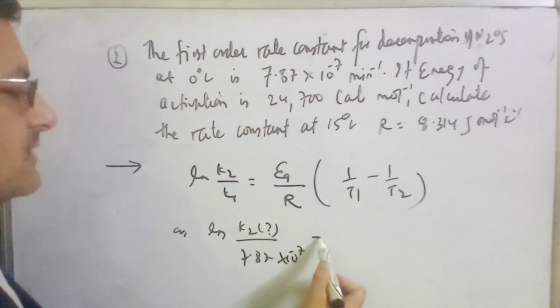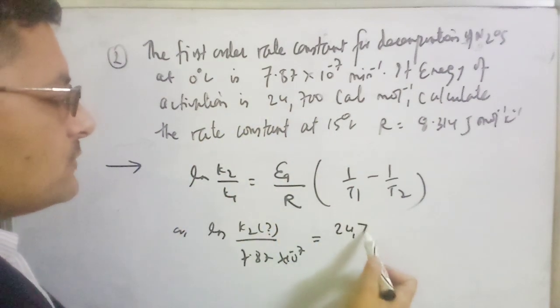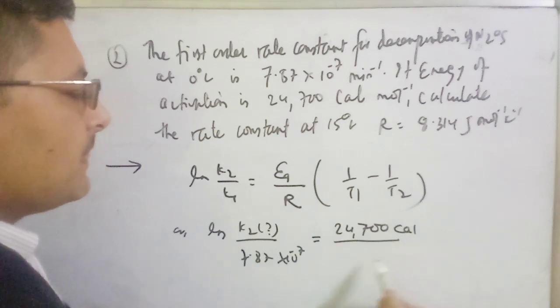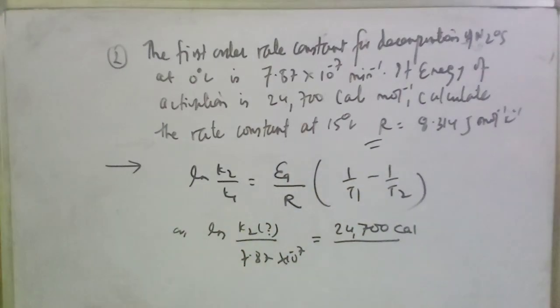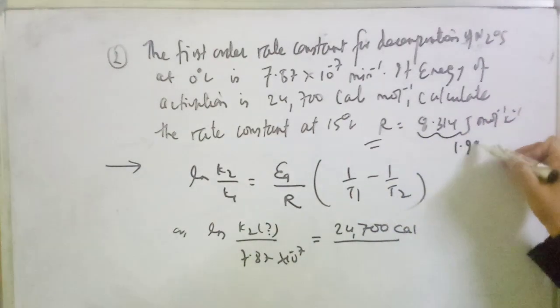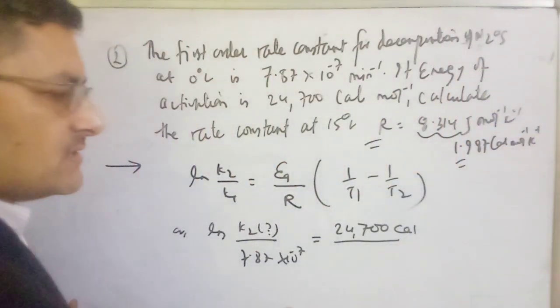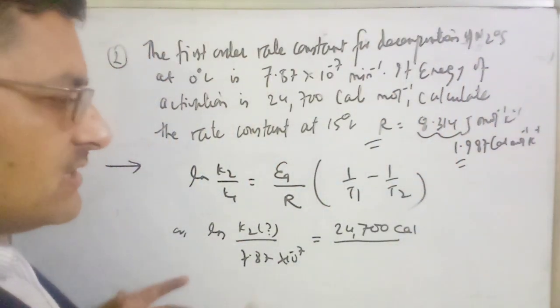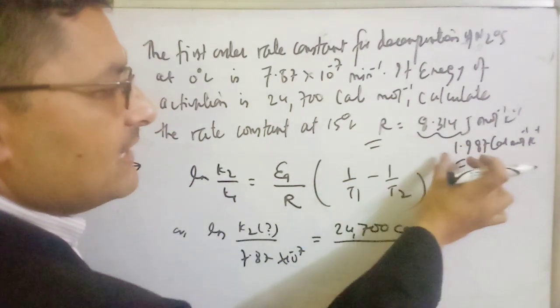multiplied by 10 to the power minus 7, equals the energy of activation, which is already given here, 24,700 calories. This is in calorie. The universal gas constant is provided in joule, but you can use that value in calorie, that is 1.987 calorie per mole per Kelvin. You must be careful about the unit given there. Energy of activation is given in calorie, so you have to use the R value also in calorie.